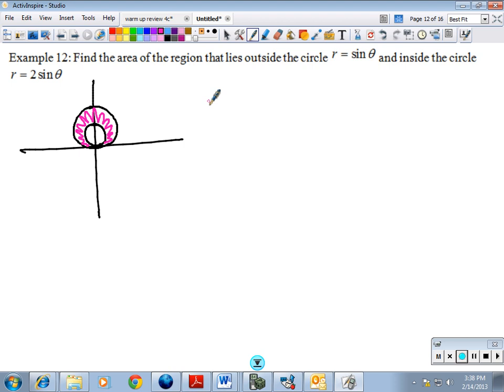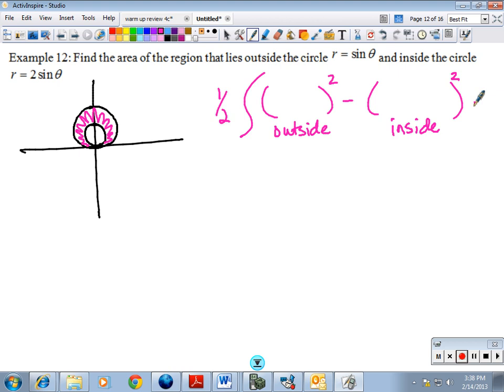So essentially, I just need to do 1/2 the integral of the outside squared and subtract away the inside squared d theta. And all I need to know is, my outside is my big one, which is 2 sine theta. The inside is the smaller one, which is sine theta. So I really just need my limits.